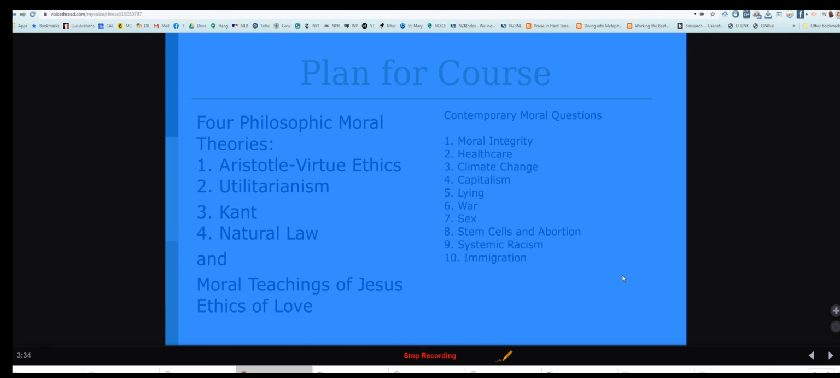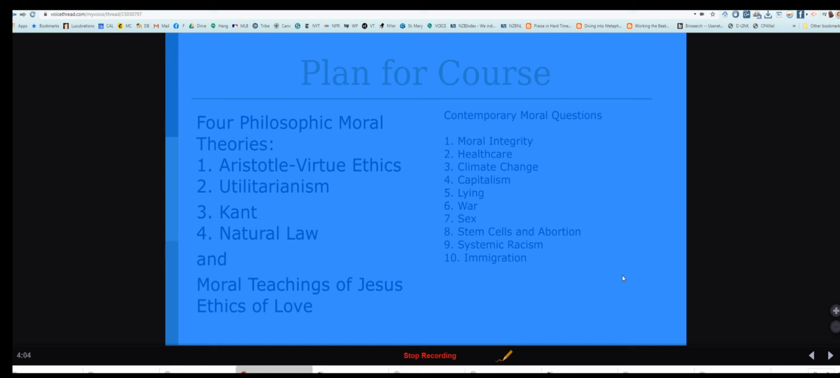Our plan for the course is to introduce you to 4 basic traditional moral theories: Aristotelian virtue ethics, utilitarianism, which was a view that arose in the 19th century, the ethical theories of the Enlightenment philosopher Immanuel Kant, and then natural law theory, stemming from St. Thomas Aquinas and the Catholic intellectual tradition.